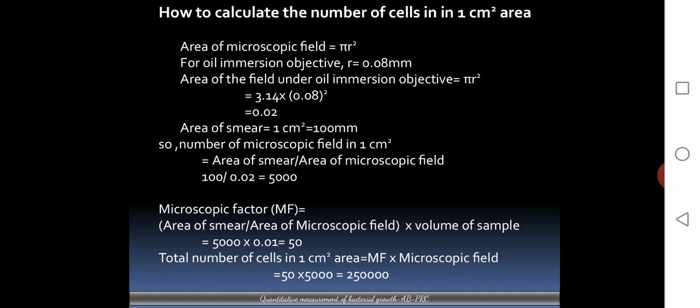Okay. So after calculating all those values, we can go for the actual calculation of total cell number in 1 centimeter square area as microscopic factor into microscopic field. That means you will get 2,50,000 as the result. Okay, so this will be the pattern of how you find out the cell number.